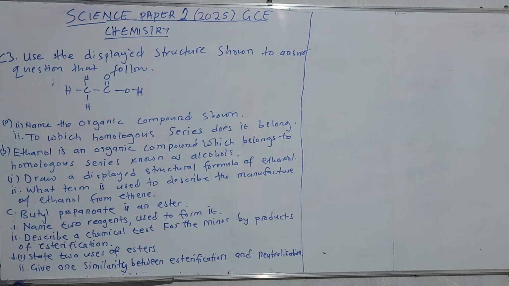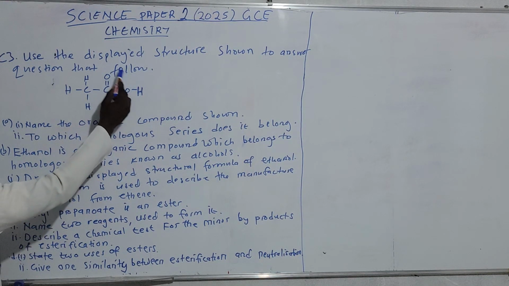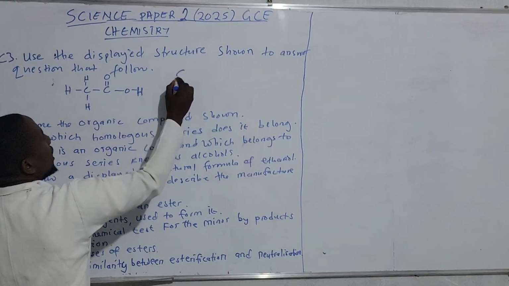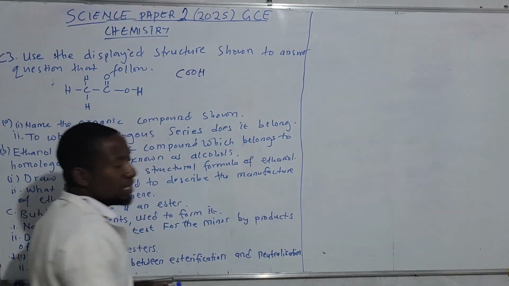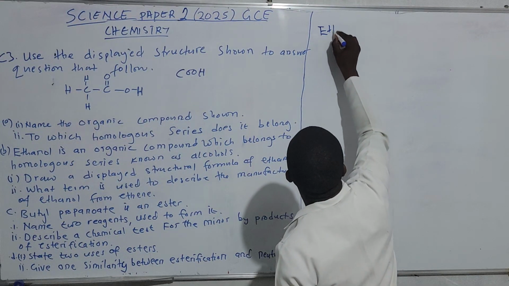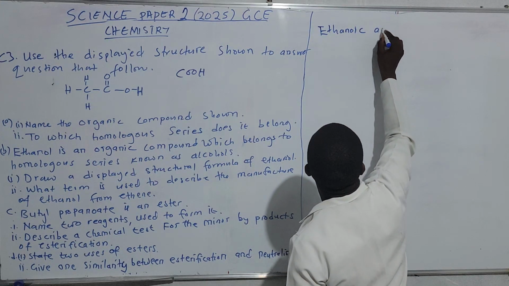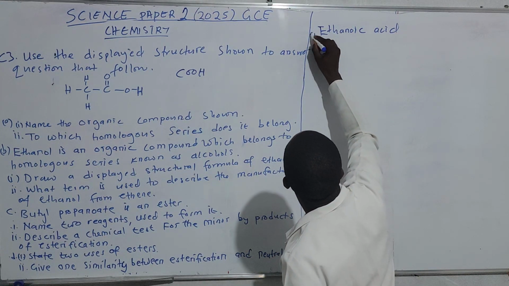The question reads, use the displayed structure shown to answer the questions that follow. So we have this structure. Name the organic compound shown. The first thing we are going to do here is name this organic compound. Looking at this functional group, this organic compound is known as ethanoic acid. This is ethanoic acid, so this is our A1.